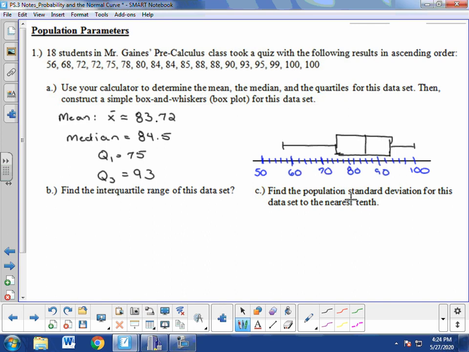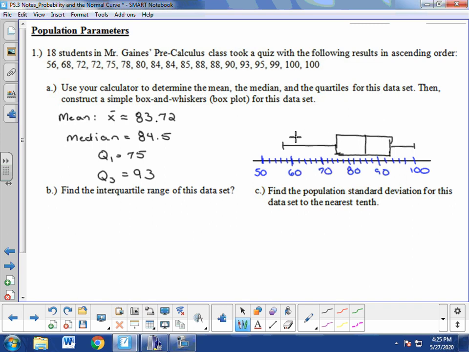We can see that the first quartile is here at 75, which means 25% of the scores were less than 75. We can see the third quartile here is 93. That means 25% of the scores were above 93. The median here is at 84.5, so 25% of the scores lie in between the median and the quartile 3, and 25% in between the median and quartile 1. The whiskers extend again to the highest and the lowest score.